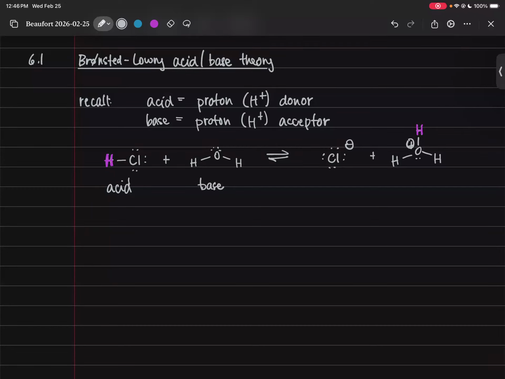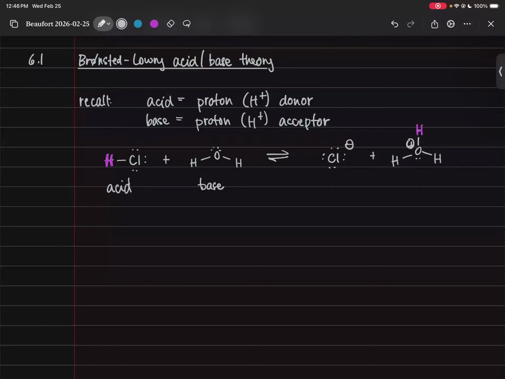I've drawn this as an equilibrium reaction. If we're able to label the acid and the base going in the forward direction, we should also be able to label an acid and a base going in the reverse direction. We can, but we give them very slightly different names. So what about the Cl minus? What is that doing when we're going leftwards? Well, it's accepting a proton to become HCl.